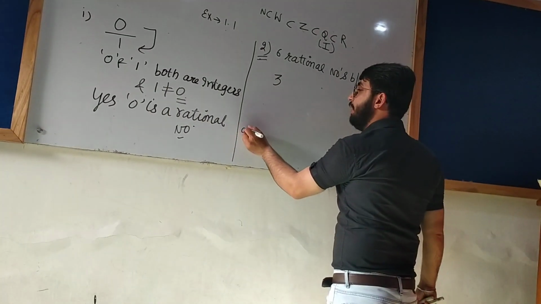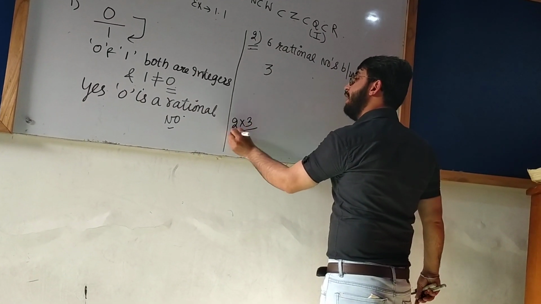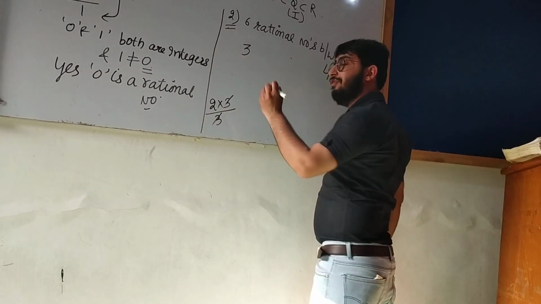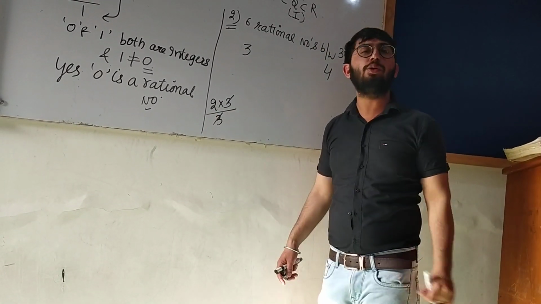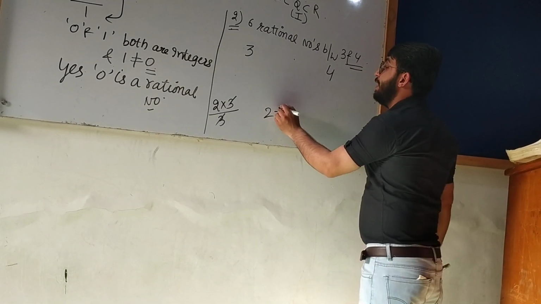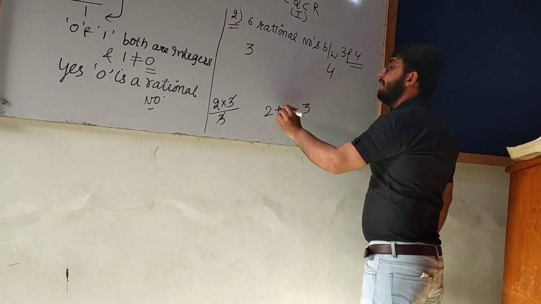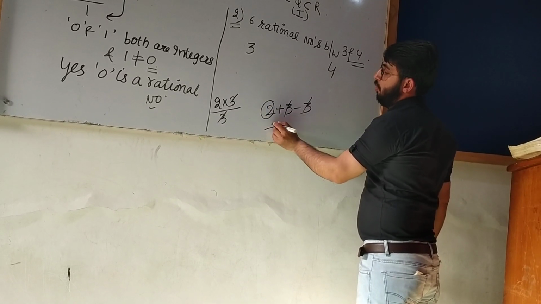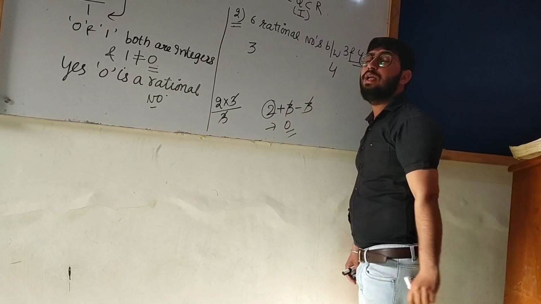Suppose 2 is written here. If I multiply it by 3 and divide it by 3, does it make any difference to 2? No, it is still 2. Okay. Suppose 2 is there. If I add 3 and subtract 3, does it make any difference to 2? No, it doesn't make any difference to 2.